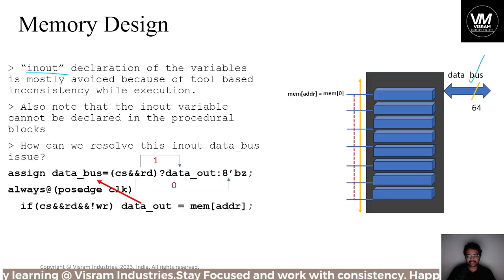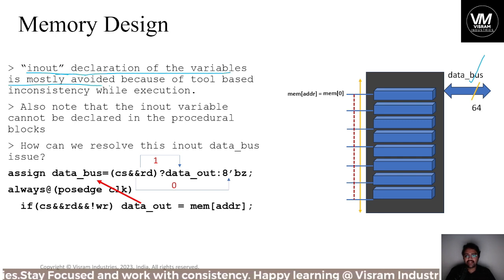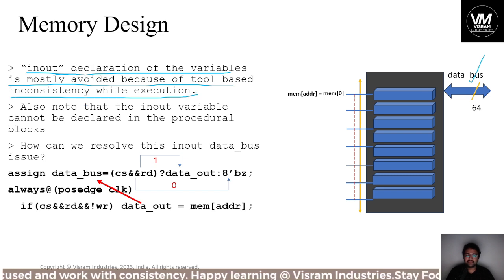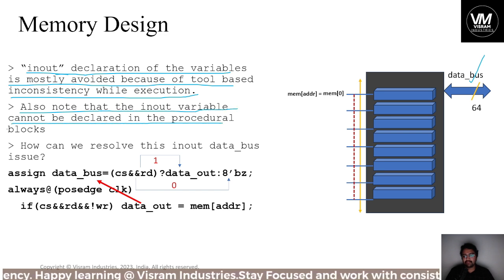Then coming to the inout, now I'm just summarizing the inout. Why don't we use this inout declaration in the design? Inout declaration of the variables is mostly avoided because of tool-based inconsistency during execution. There will be a conflict in execution in the EDA tools. Also note that an inout variable cannot be declared in the procedural blocks.